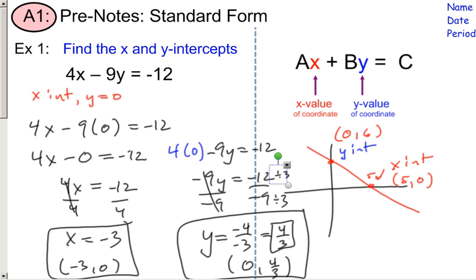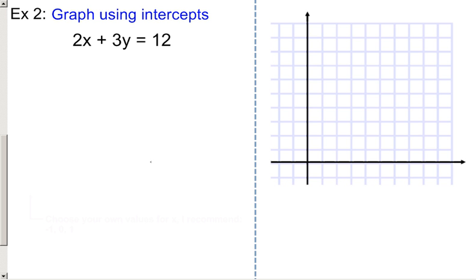Let's try the next example. Now for this example, we're going to take the steps in example 1 a little bit further. We're going to find the x and y-intercept, and then we're going to use that information to graph it. So the same thing, I want the x-intercept. That means that y will equal 0. And then I also need the y-intercept, which is where x equals 0. So I rewrite the equations.